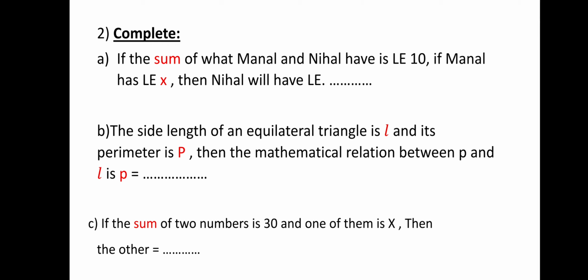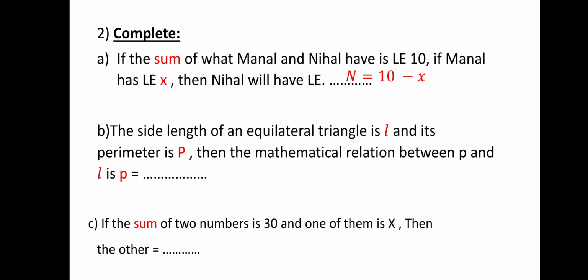Complete. If the sum of what Manal and Nihal have is 10, then Manal and Nihal are small numbers, and the sum of these small numbers is 10. He wants Nihal, and Manal has X, so we change the addition into subtraction. So it will be N equals 10 minus X, where N is Nihal.